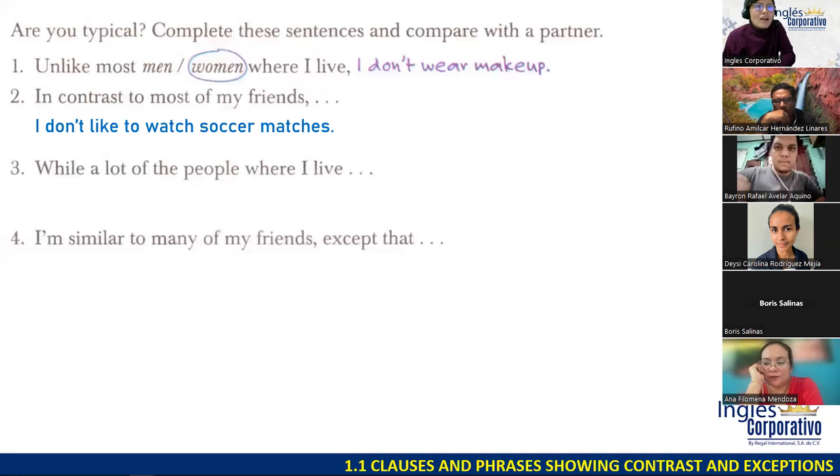Now, as you know, especially in Central America and South America, men and women like to watch soccer matches. People like soccer, right? Now, when I was in high school, I used to practice soccer, but that was it. But now that I am a grown-up woman, I don't like to watch soccer matches. So in contrast to most of my friends, I don't like to watch.